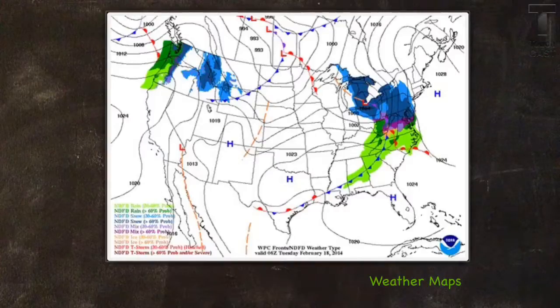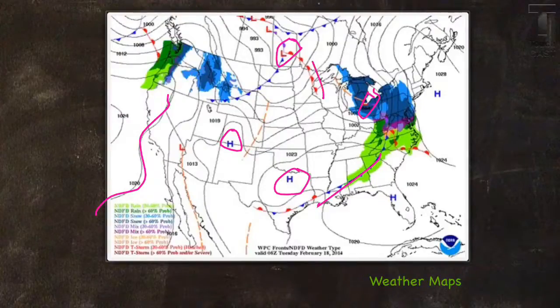And lastly, here we have an example of a weather map. On this weather map, you can see the areas of high pressure and low pressure marked in red in several different locations. You can see the isobars, the lines that go through that are examples of different types of pressure, and you can see the different types of fronts that are located.